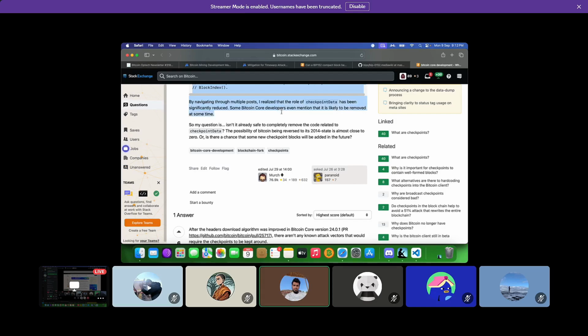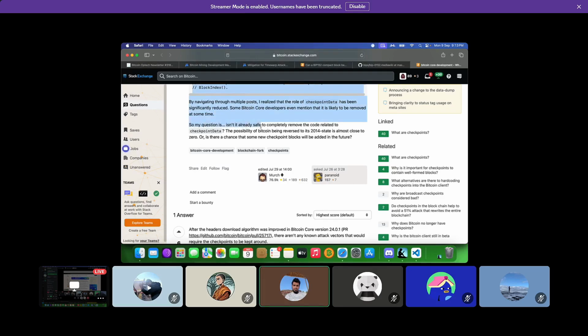Some Bitcoin Core developers even mention that it is likely to be removed at some point. Because, as I just mentioned, we don't rely on checkpoints anymore. We rely on the proof of work of the blockchain that the peer is sharing headers from. That's why the checkpoints have not been updated in the past 10 years, and some developers are of the opinion that we can get rid of that code because we're not relying on checkpoints anymore.